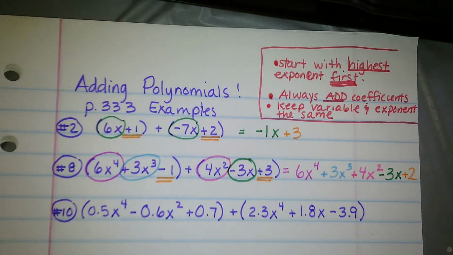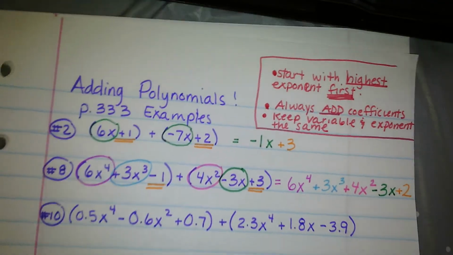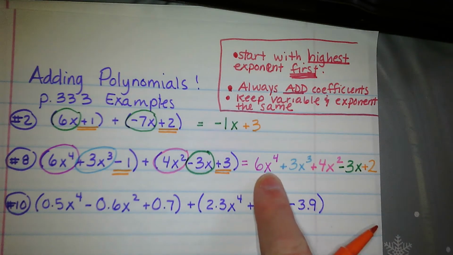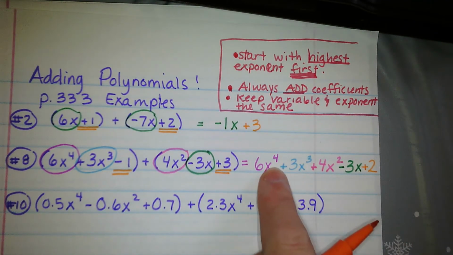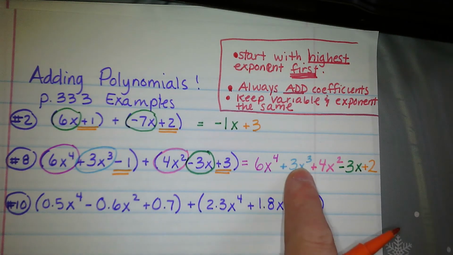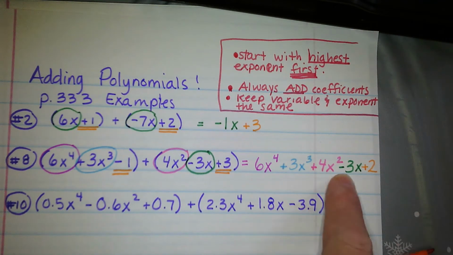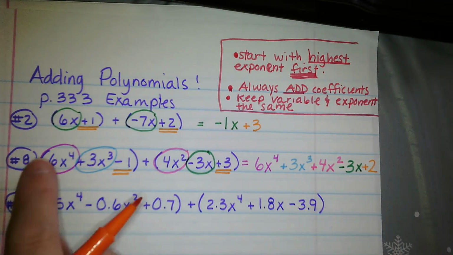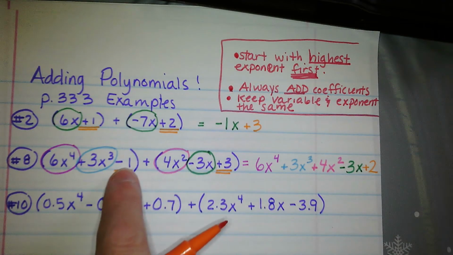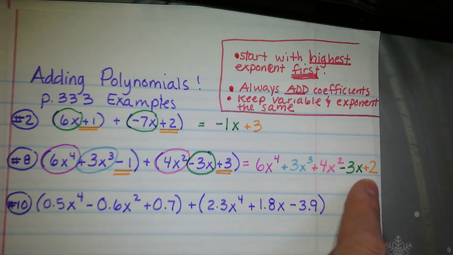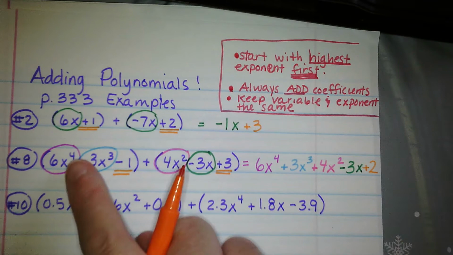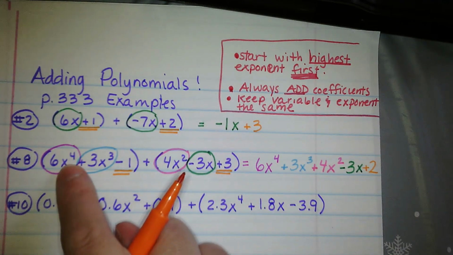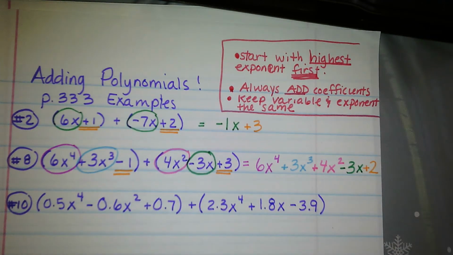What this does is this allows us to not only add our polynomials correctly, but it puts our answer into descending order, which is our standard form. So the final answer for number 8 is 6x to the 4th plus 3x to the 3rd plus 4x squared minus 3x plus 2. Notice the only thing that we could combine in all of this mess was the constants. So look out for that, okay? If you're adding polynomials and a term is a singleton all by itself, then you just bring it over.